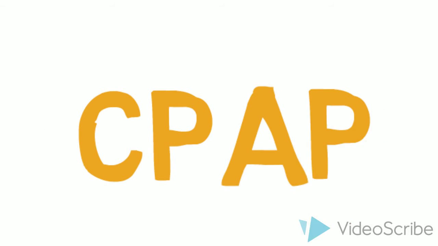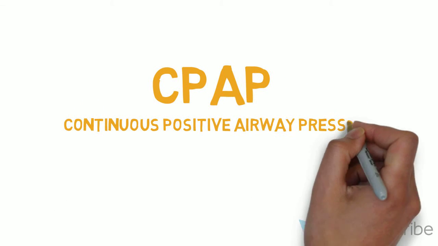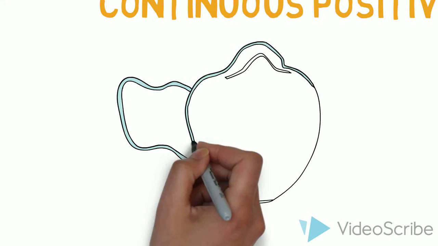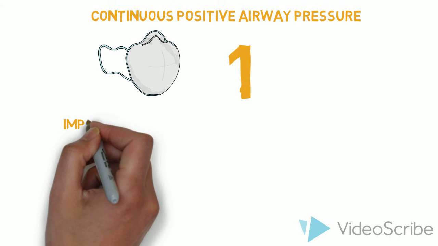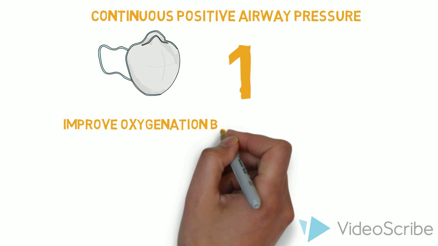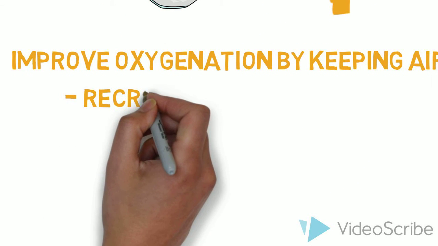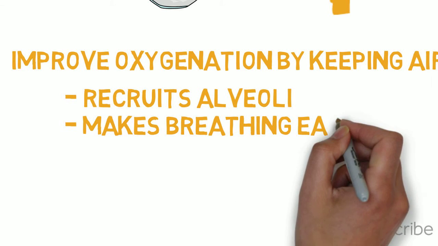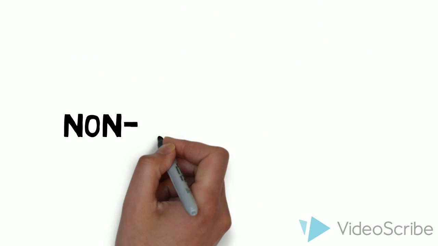Next is CPAP, or continuous positive airway pressure. It only has one pressure, and this pressure is consistent. It's like a continuous EPAP. Its main goal, overall, is to improve oxygenation by keeping the airways open. It helps to recruit alveoli. It helps to make breathing a little easier, increase the functional residual capacity, and overall increases the oxygenation.